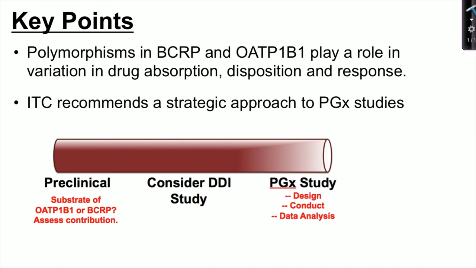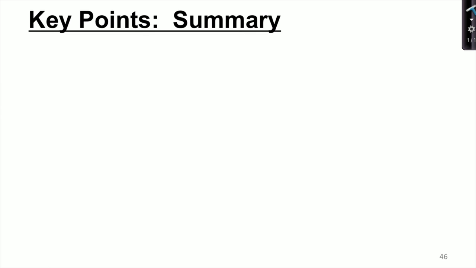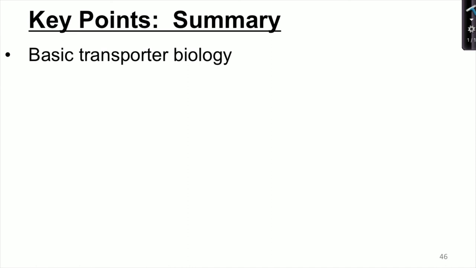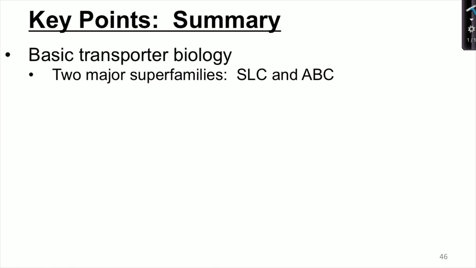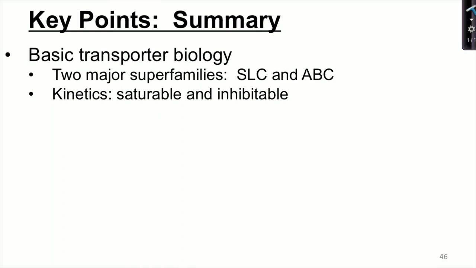Now let me summarize the final points in my talk. So first, in the area of basic transporter biology, I want to emphasize two points. There are two major superfamilies, SLC and ABC. You need to be aware that all transporters exhibit saturability and inhibition. The ABC transporters can be inhibited, and so can the SLC transporters, and they will saturate as well.